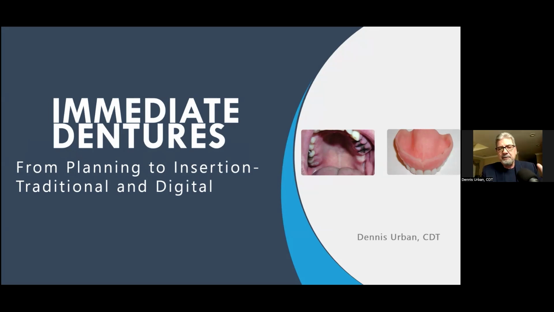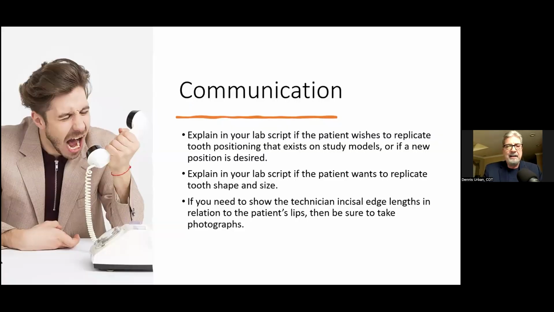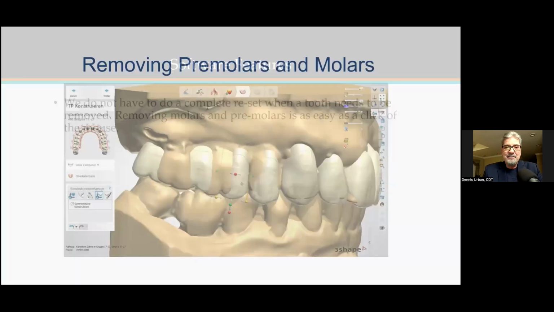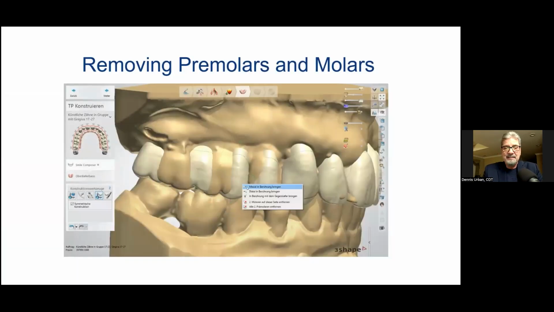But I just wanted to apply this to the digital side here. And we really want to communicate when we're planning our immediate dentures. Just explain to us on a lab script whether the patient wishes to replicate the existing tooth position, or if a new position is desired. So we don't have to do a complete reset when a tooth needs to be removed, like we used to have to do on the analog side on a model. We just highlight the tooth, move it on the screen, and extract the tooth.